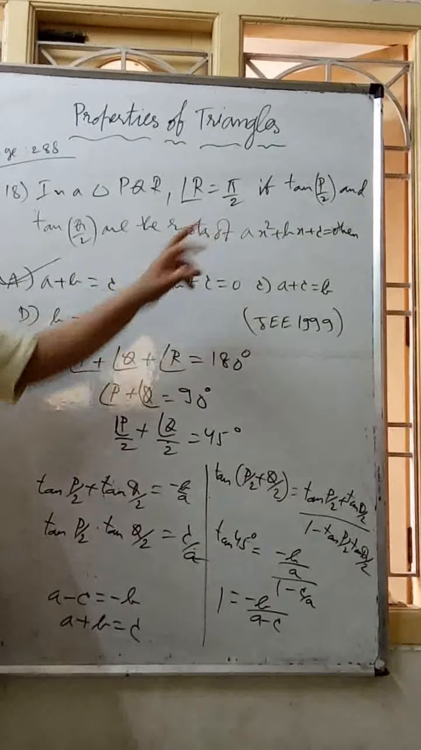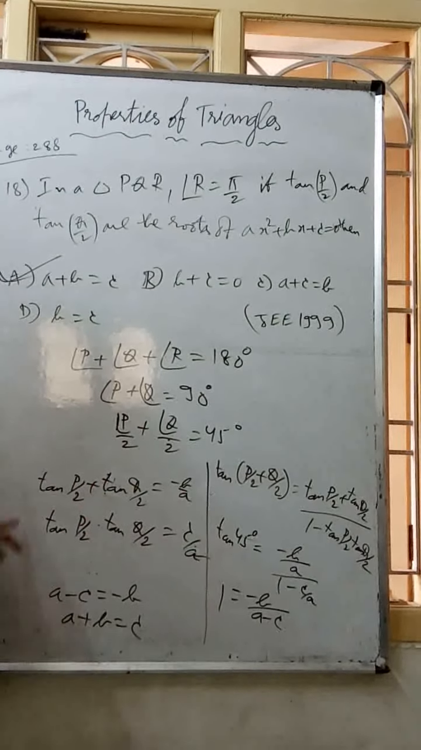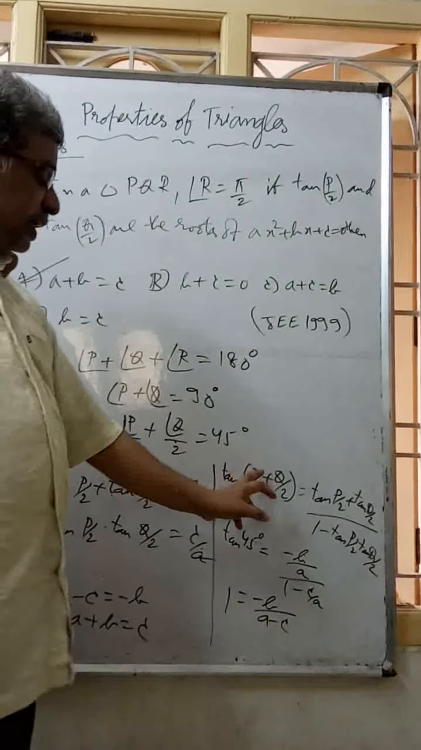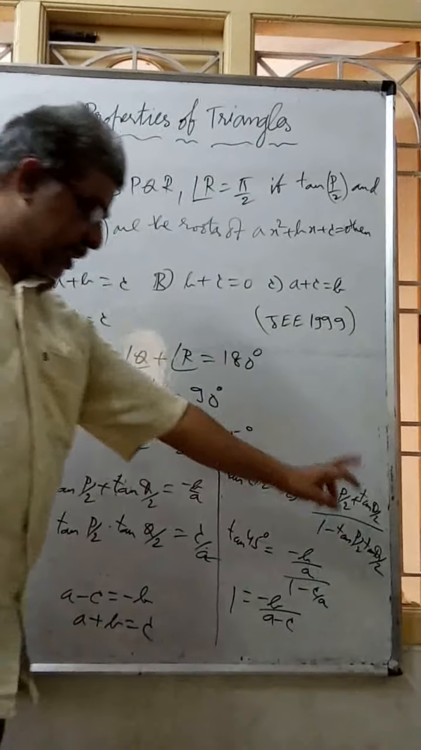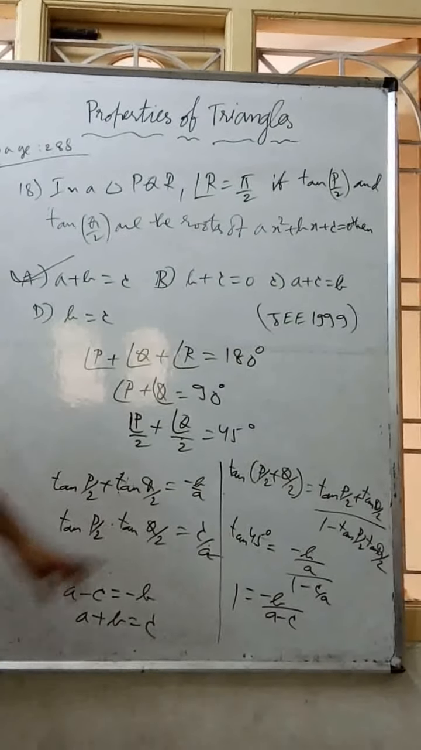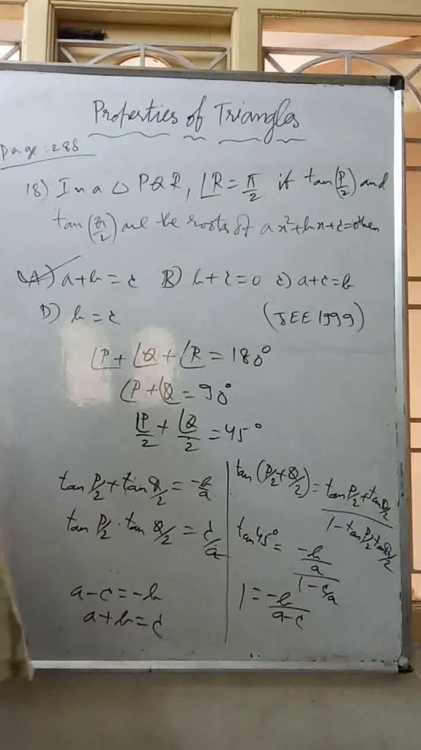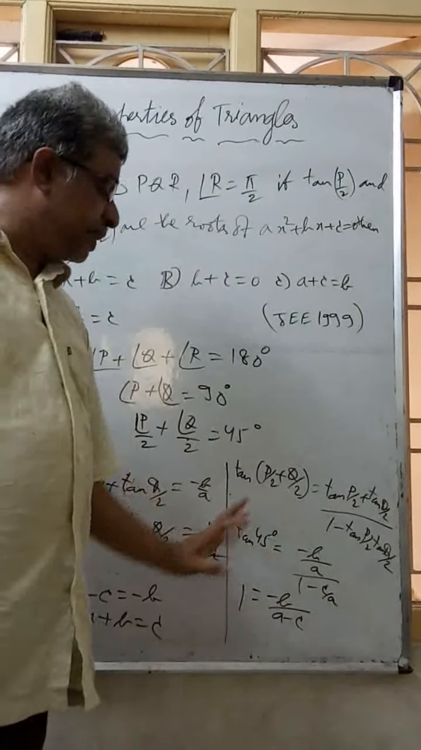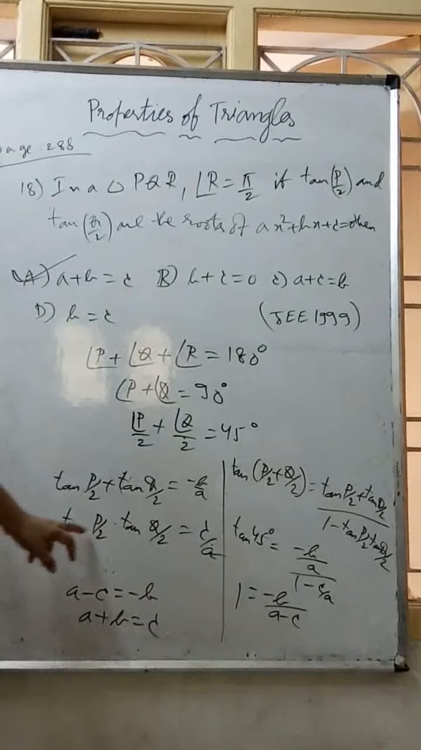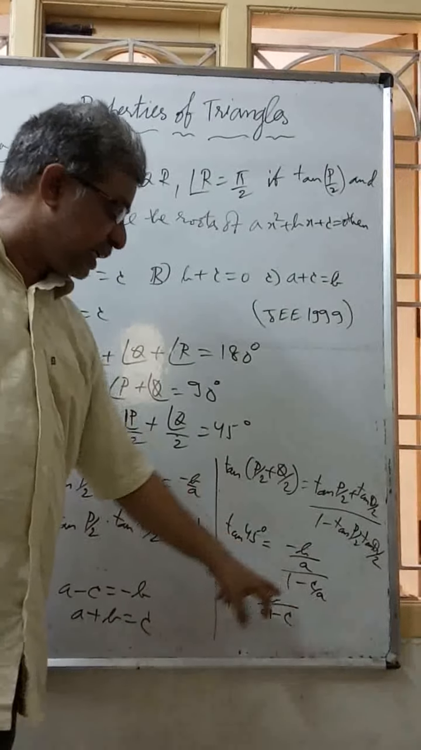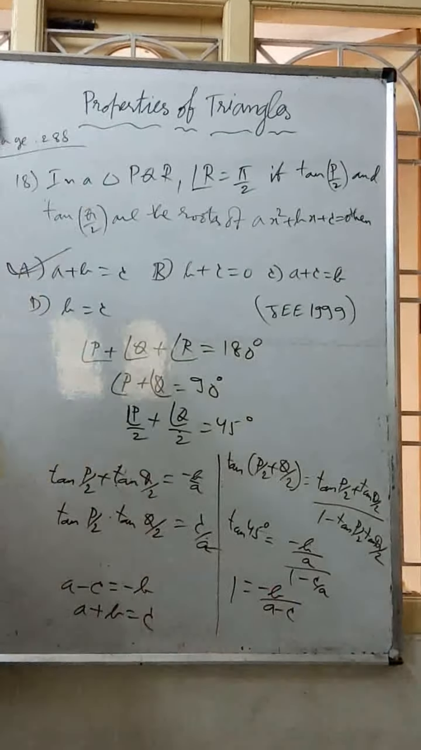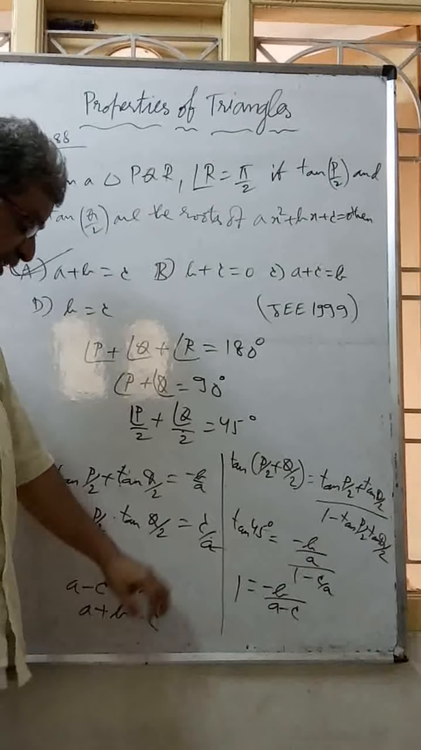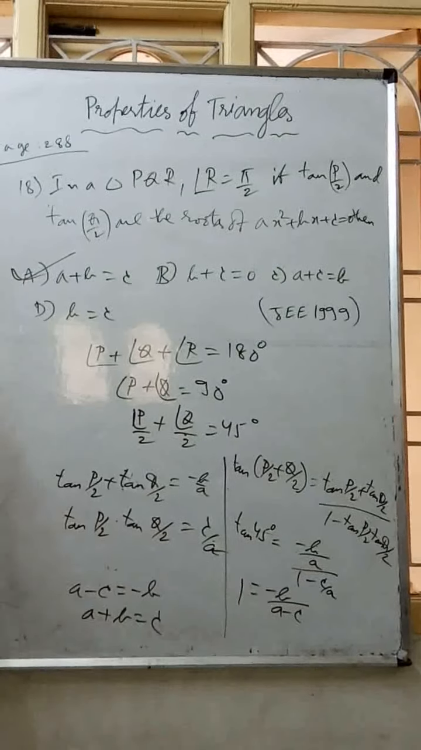Now the sum of the roots, alpha plus beta, equals minus B by A. The product of the roots, alpha into beta, equals C by A. Now I am going for the tan of A plus B formula: tan A plus tan B by 1 minus tan A tan B. Now P by 2 plus Q by 2 is 45. So tan 45 equals tan P by 2 plus tan Q by 2, which I got as minus B by A, over 1 minus tan P by 2 into tan Q by 2, which is C by A. Substituting and taking LCM and simplifying, I got 1 equals minus B by A minus C. By cross multiplication, A minus C equals minus B. B to this side, C to the other side, becomes A plus B equals C.